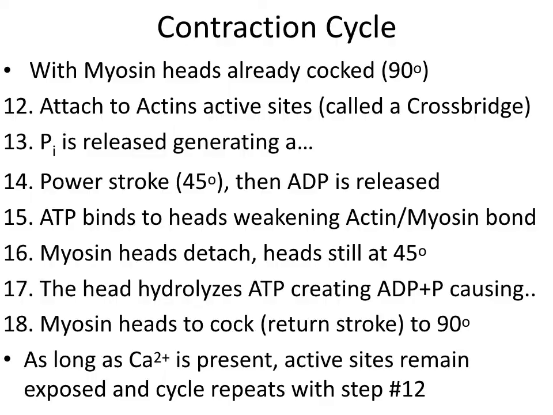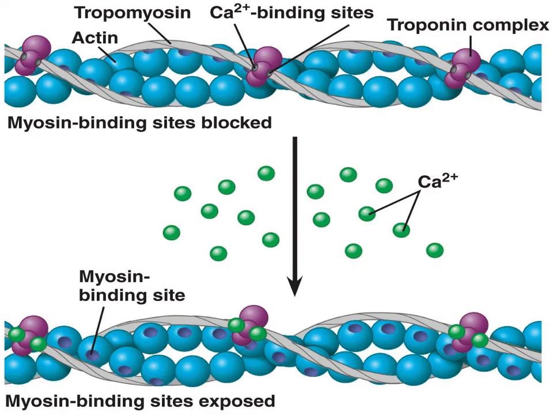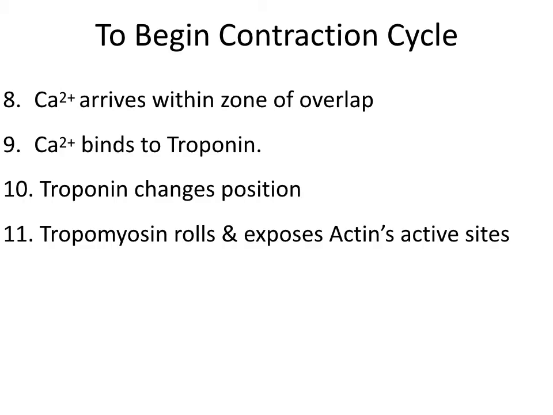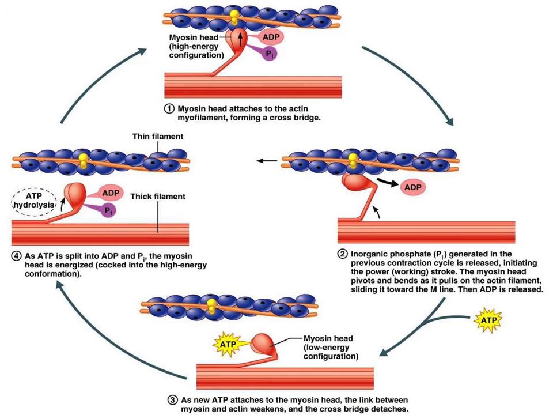When troponin changes position, the troponin changing position acts as another signal. What does it signal? It signals tropomyosin, that gray Twizzler that you see, to move and roll off of actin's active sites, or you can say it rolls off of the myosin binding sites. Once tropomyosin rolls and exposes actin's active sites, finally the heads of the thick filament can now have access to the myosin binding sites, like we see here.